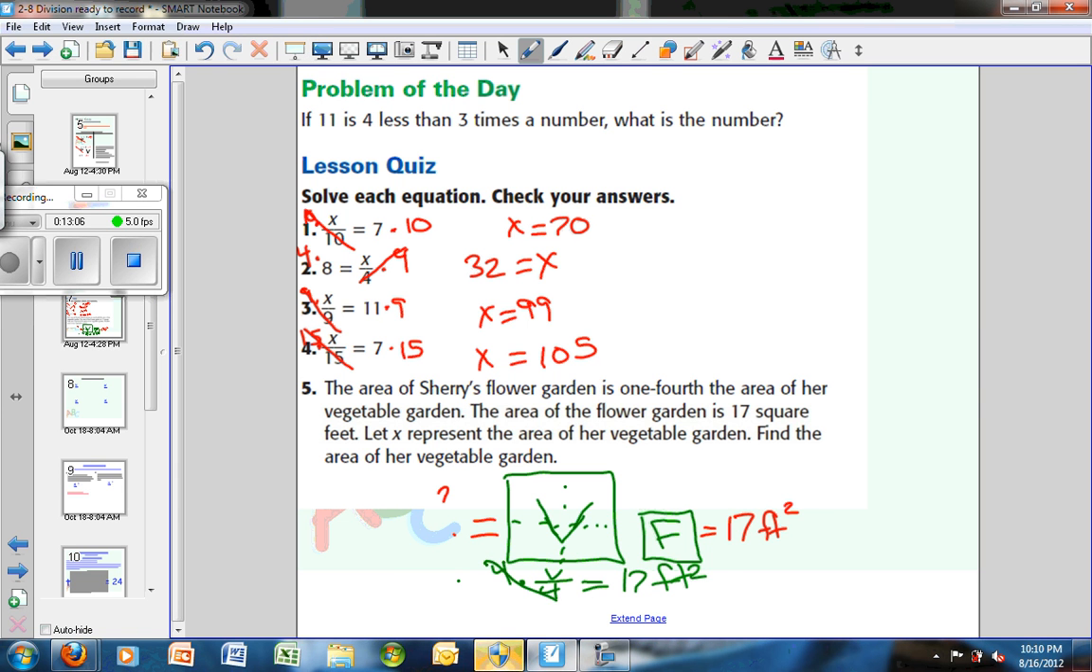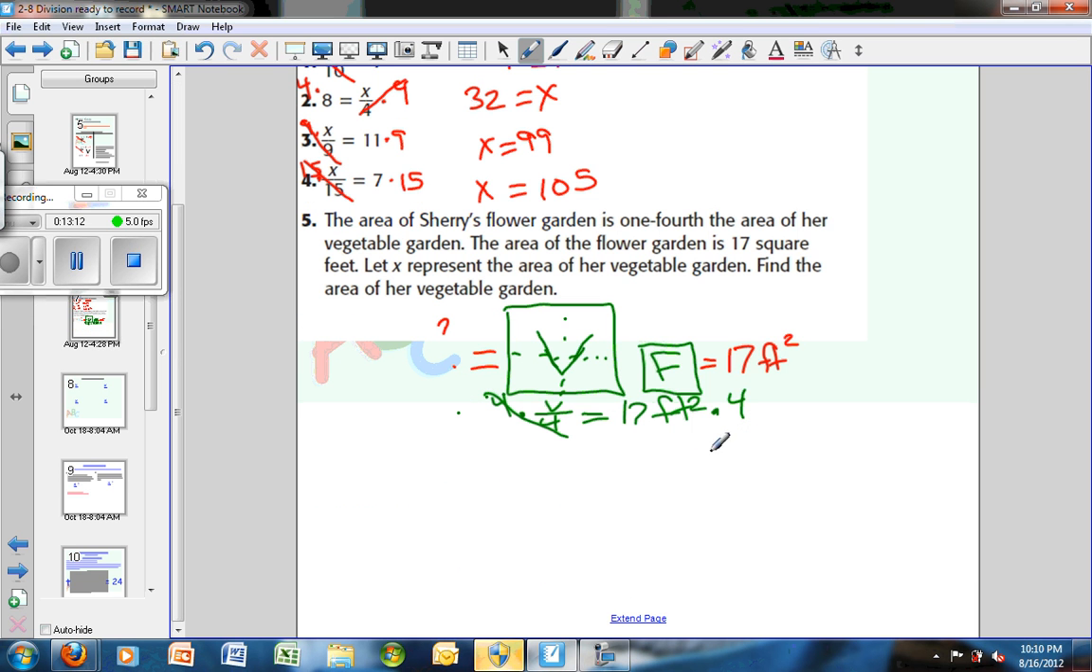We're going to multiply this side by 4 to cancel that out, and multiply 17 by 4. Here's a great opportunity to use that distributive property. 7 times 4 is 28. And then 4 times 10 is 40. And then we'll simply add those back together and get 68. Now don't forget to label 68 feet squared.